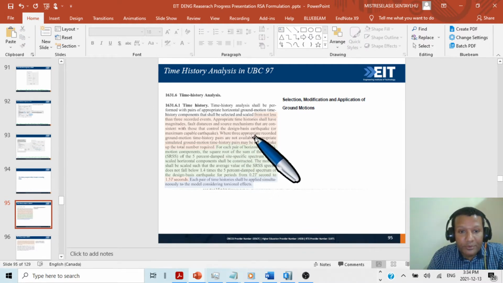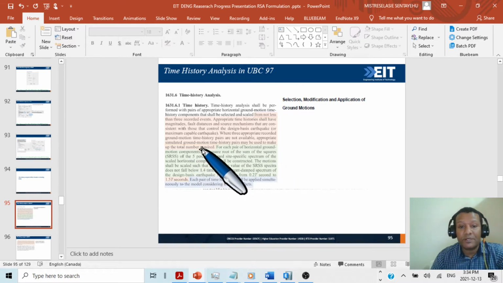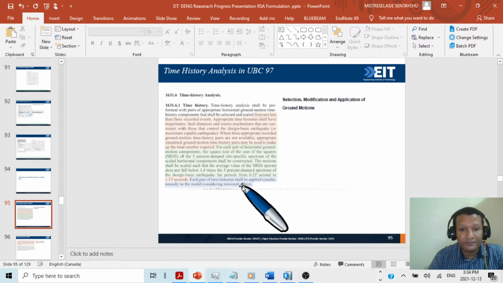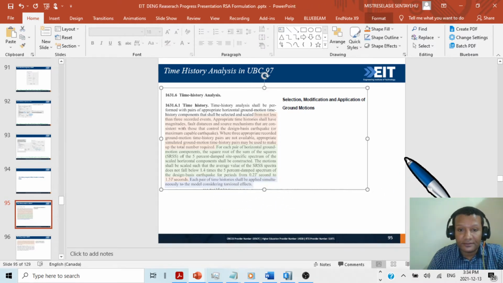Where 3 appropriate recorded ground motion time history pairs are not available, appropriate simulated ground motion time history pairs may be used to make up the total number required. So we can artificially also generate. For each pair of horizontal ground motion components, the square root of the sum of the squares, SRSS, of the 5% damped site-specific spectrum of the scaled horizontal component shall be constructed.